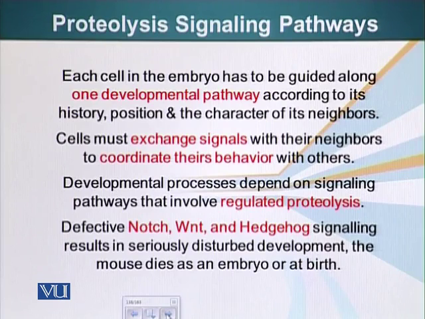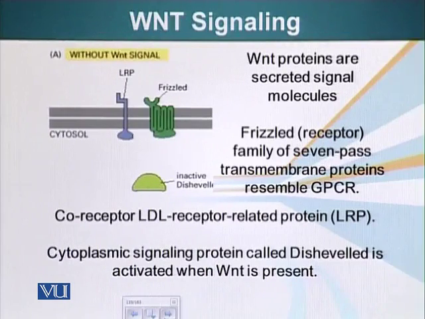Defects in these signaling systems result in seriously disturbed development, and generally, if there is a mutation in the genes coding these signaling systems, the mouse embryo dies at or before birth. So let's look at an example of this. We are going to talk first about the Wnt signaling system.